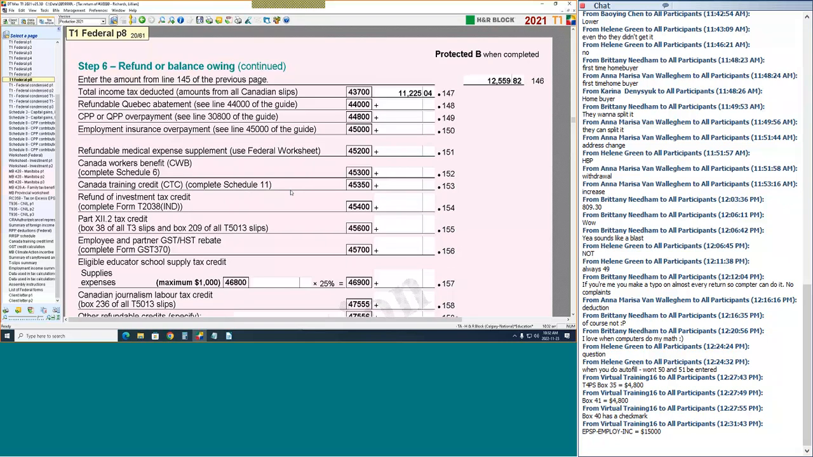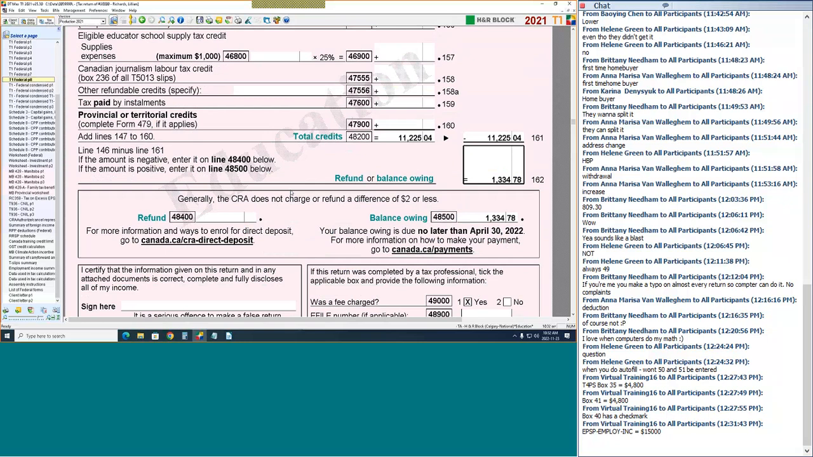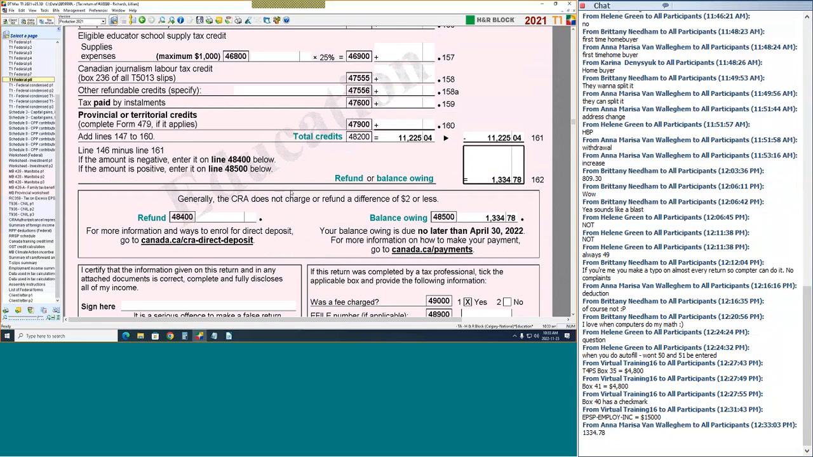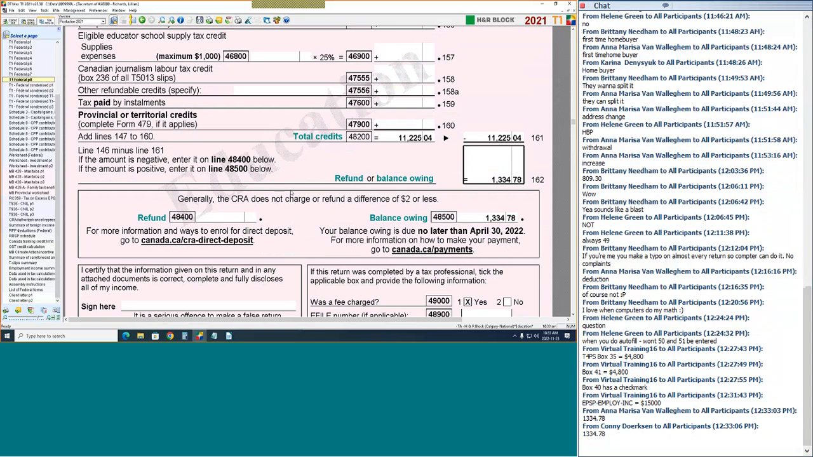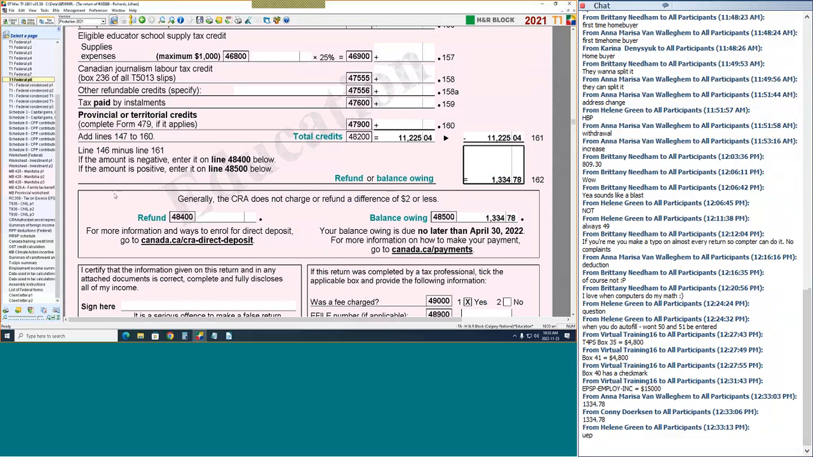What is our balance owing now? If we've all done the same data entry, what does she owe? Okay, 1334.78. If you got a different answer, let me know so that we can figure out what happened. Okay, good. Looks like we're all on the same page.